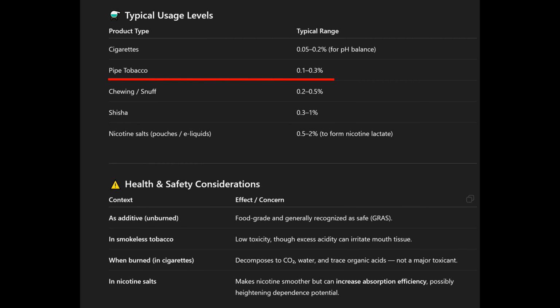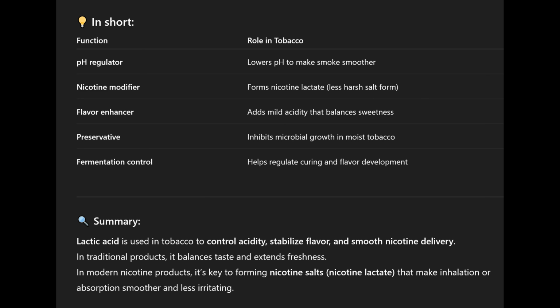Typical usage levels: pipe tobacco 0.1 to 0.3%. Again, go to Mr. Janez's video and see the levels used in those blends. So let's go further. In short, its function, role in tobacco, and a summary: controls acidity, stabilizes flavor, and smooths nicotine delivery. This is the lactic acid.